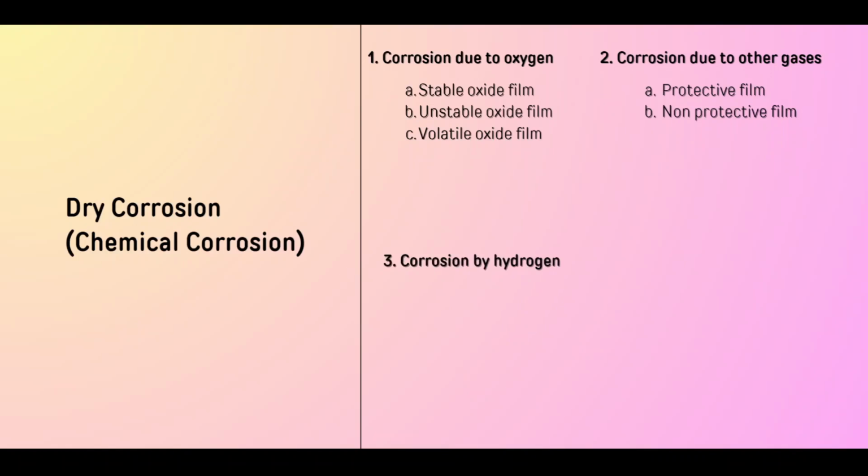The third type is corrosion by hydrogen. It is further of two distinct types: hydrogen embrittlement or hydrogen attack. Finally, liquid metal corrosion. So let us see in detail about corrosion due to oxygen, or you can say oxidation corrosion. It has been found that oxygen present in the medium directly attacks the metal surface at low or high temperatures, usually in the absence of moisture, which can be given by this equation: metal plus oxygen gives metal oxide, where M stands for metal.